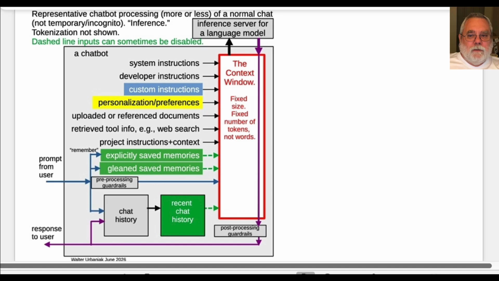Now we will look at the other information the chatbot puts into the context window. Details vary among chatbots, so treat this diagram as for ChatGPT. For now, ignore the two boxes of chatbot guardrails here and here. We will talk about them later.